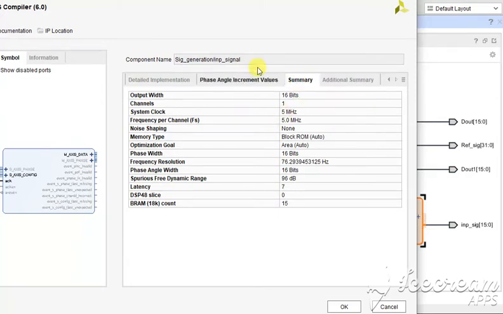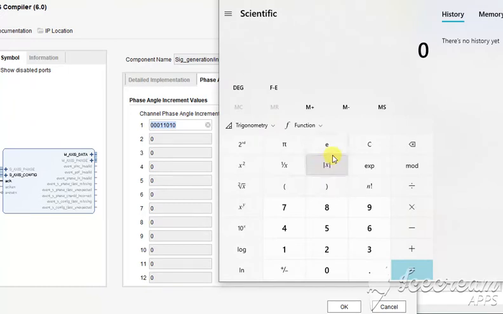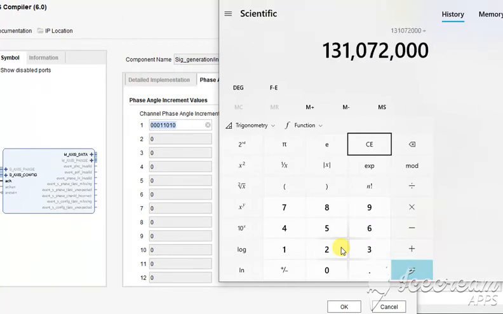Let us calculate this phase angle increment value, to see how we get this value for an exactly 2 kilohertz wave. For this we need a calculator. We want a 2 kilohertz frequency, so we calculate here 2000 multiplied by, the phase width is 16 bit, and we know that 2 raised to the power 16 is equal to 65536. So we multiply with that and divide it by our input frequency, that is 5 megahertz. So we will get a value of 26.